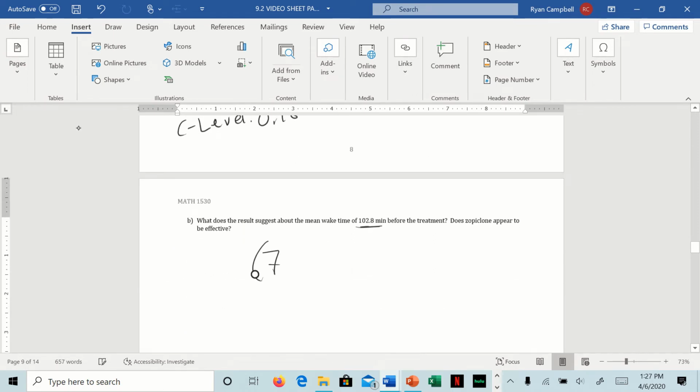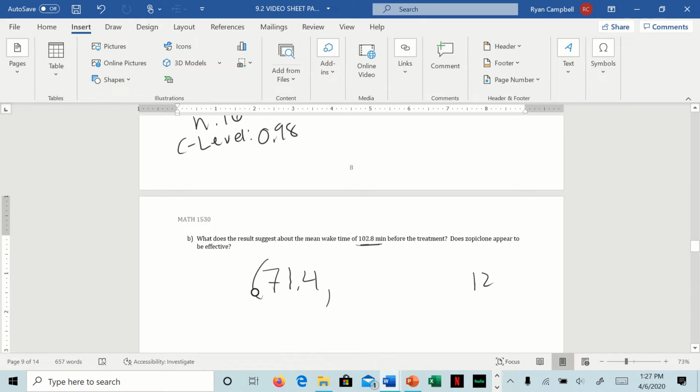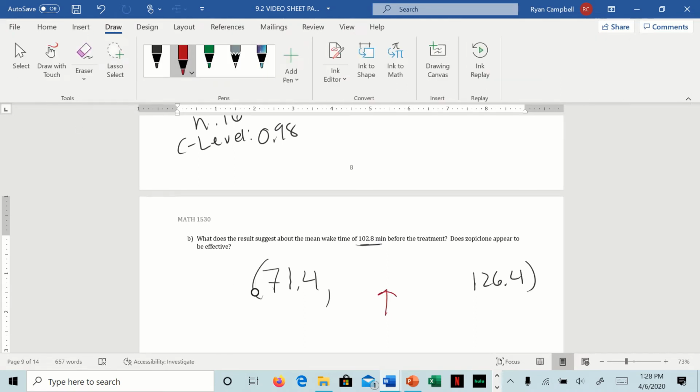So we see that the confidence interval goes from 71.4 to 126.4. And we see that the before wake time is right smack dab in the middle.